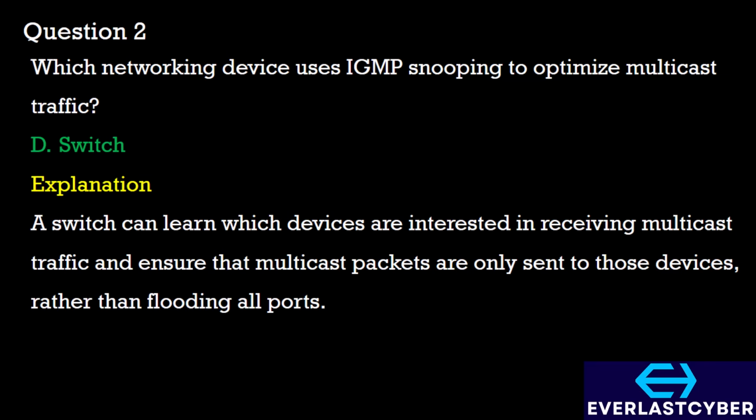IGMP, or Internet Group Management Protocol snooping, is a feature that is used by switches to listen to the IGMP traffic between the hosts and the routers. By listening to the traffic, the switch is able to learn which devices are interested in receiving multicast traffic, and it ensures that only those devices receive the multicast packets rather than flooding all the ports. This optimizes the use of network bandwidth, and it also improves the overall network performance.